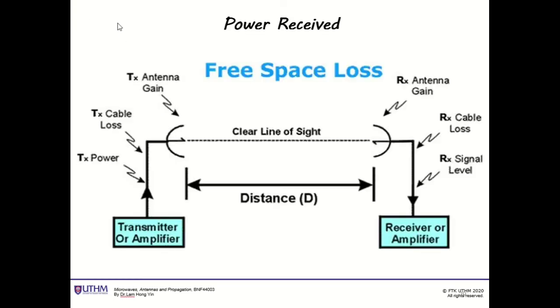The frequency here is in megahertz and the d here is in kilometers. So in this slide, we also calculate the cable loss, because in cellular communication we use cable from transmitter to receiver, which creates losses. So we also need to include the cable losses in the calculation to calculate the power received.